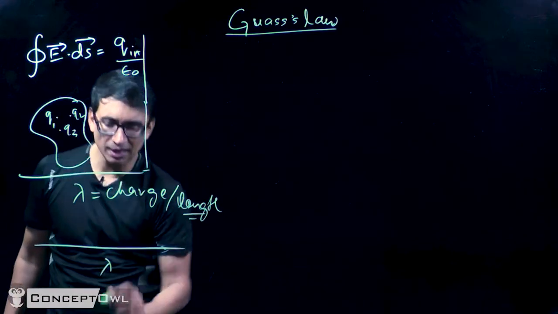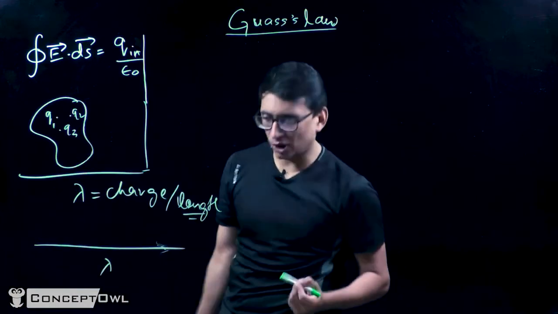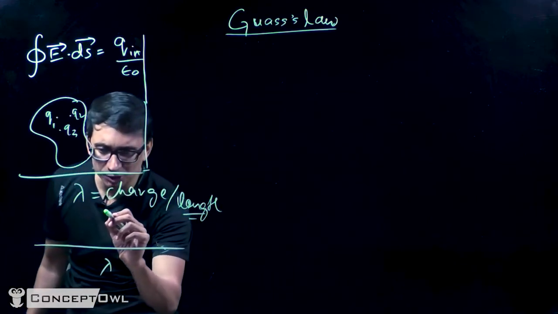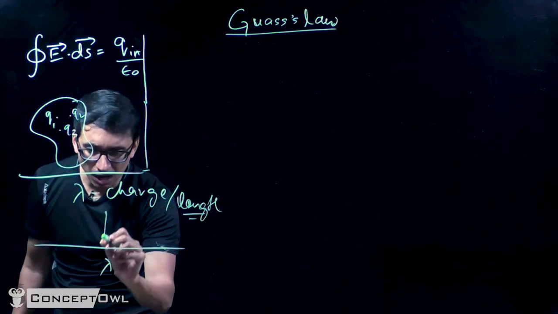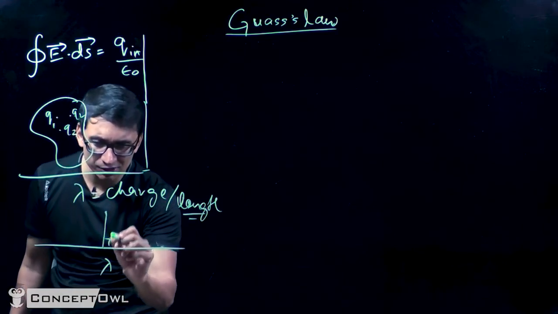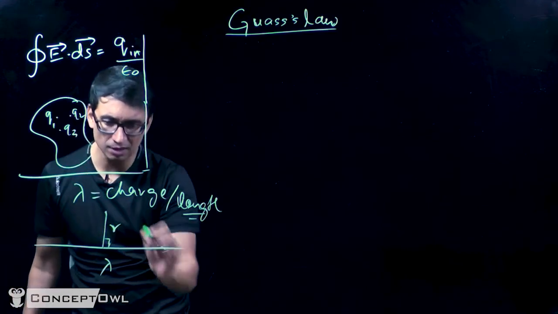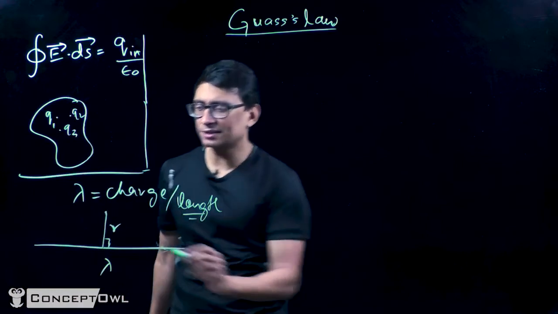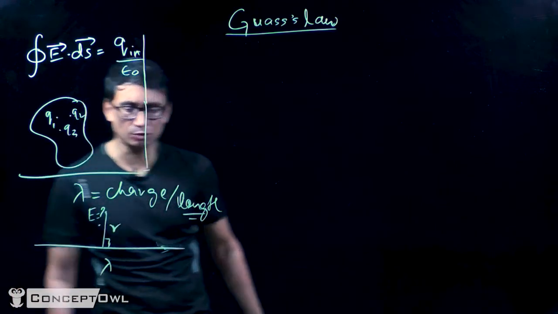So that is lambda, and the question is, let us say I want to find the electric field at a particular point. So let us say I want to find the electric field at this point, and this point is at distance r from the wire. The perpendicular distance of this point is r. The question is, what is the electric field going to be? E will be equal to how much?